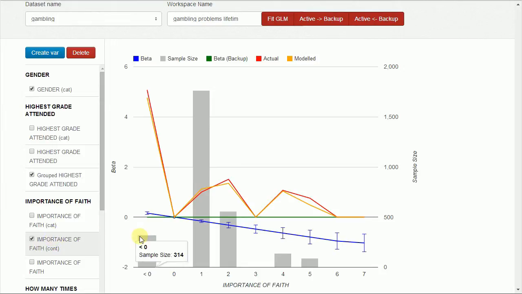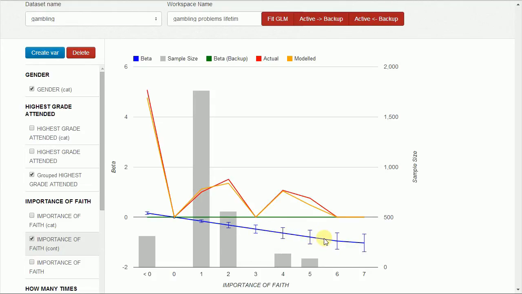If the beta of importance of faith were at the upper end of its confidence interval, the slope would be greater and the line would follow the upper tips of the intervals shown along here. If the beta were at the lower end of its confidence interval, the slope would be shallower, and the line would follow the lower tips of the intervals shown. That's why for continuous factors you get this fanning out of the confidence intervals.